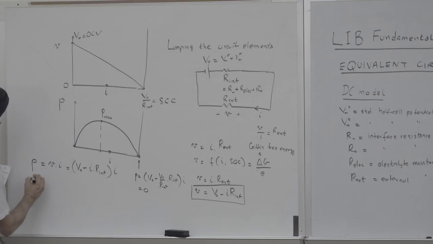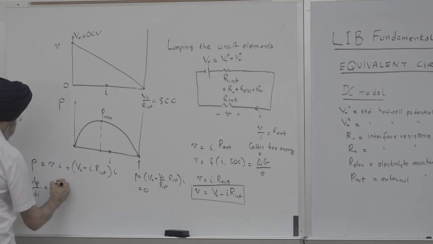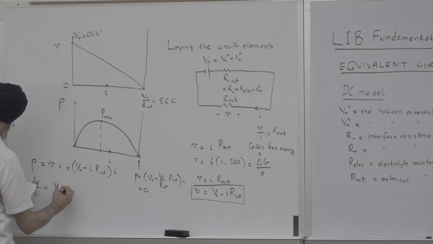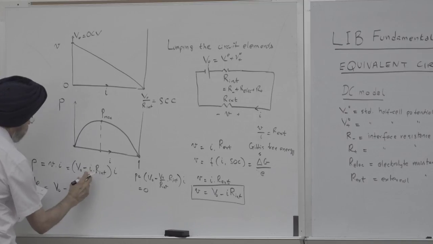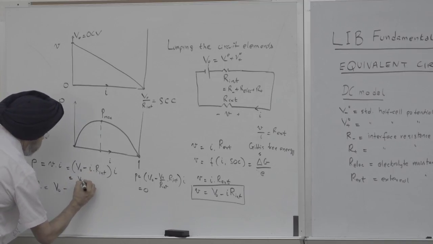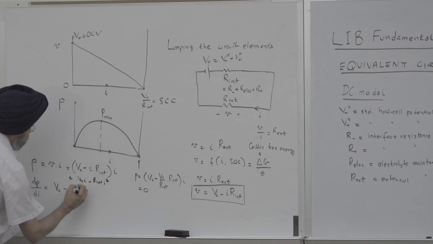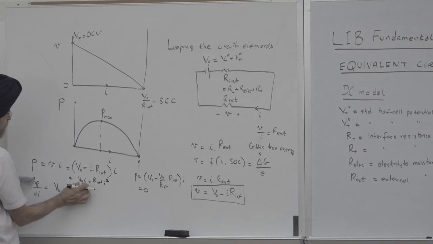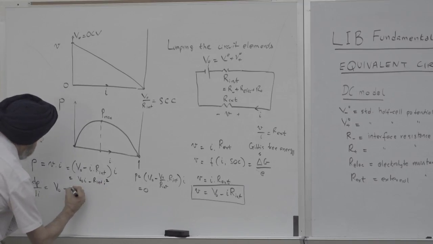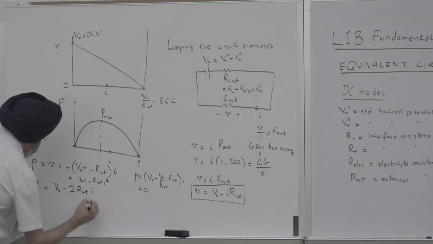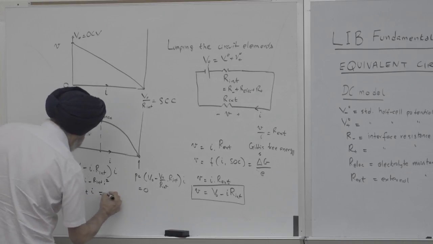So we differentiate power by dI. What do we get? Let me write this. It's V0 I minus R internal I squared. So when I differentiate this, I get V0. When I differentiate the second term, I get 2 R internal times I. And we know when power is maximum, this is 0.